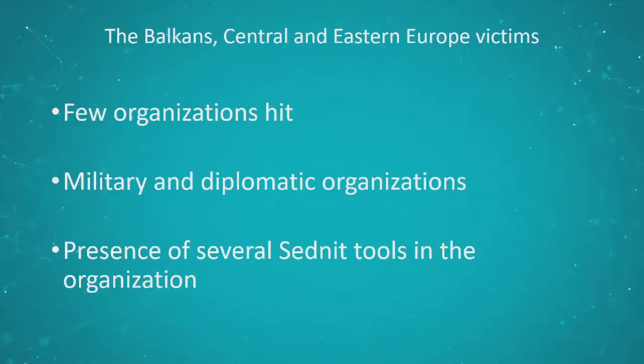So they were mostly in the Balkans, Central and Eastern European victims, and there were only a few organizations, and I want to stress that because we know that Sednit is targeting a lot of people, a lot of organizations worldwide. But what we found is that it's only a subset of these targets that were actually targeted by the LoJack campaign. It was mostly military and diplomatic organizations, which is in line with the targets that the Sednit group usually targets. And what's interesting is that in all of these organizations, we were also able to find traces of other Sednit tools, which reinforces our thinking that this tool is really linked to Sednit.